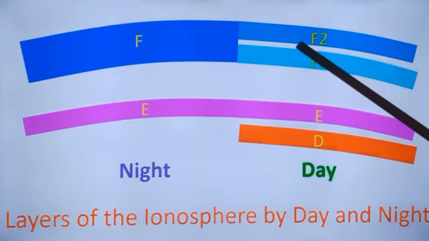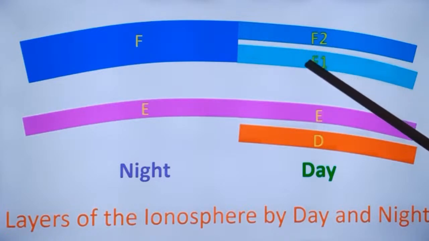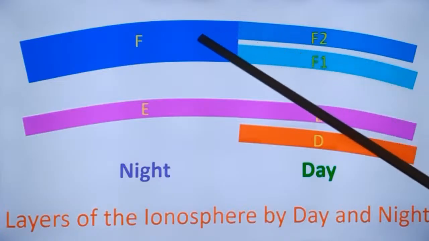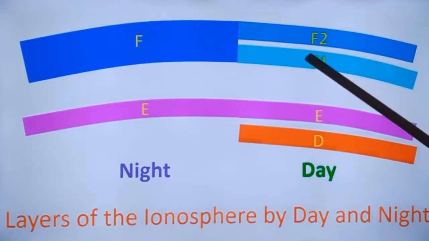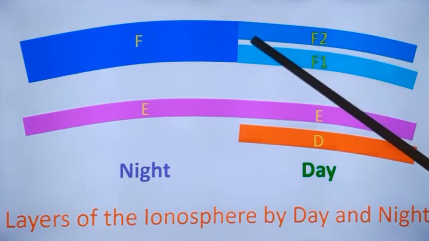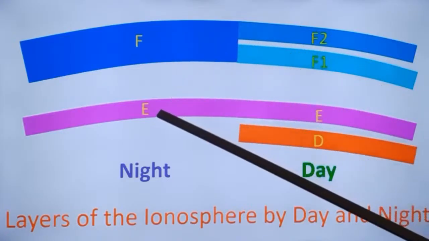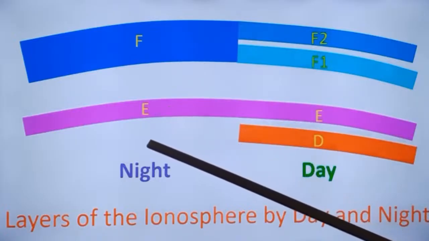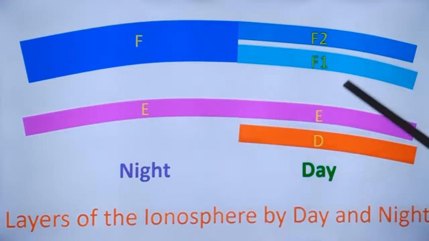The difference between F1 and F2 is that when there is higher ionization during daytime, the F layer splits into two, F1 and F2. At night, when the ionization decreases, these two layers fuse together and there is only one F layer at night, and only one E layer. There is no D layer at night, only E and F, while at day they have several layers.